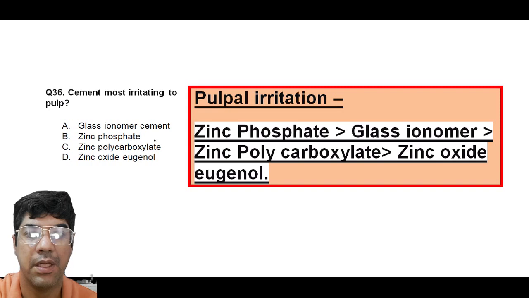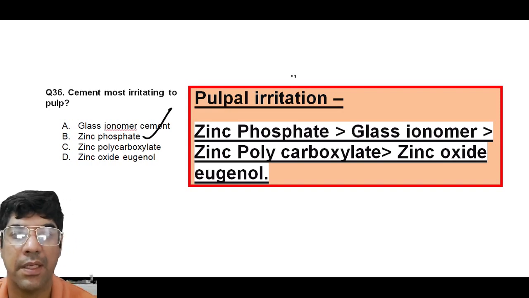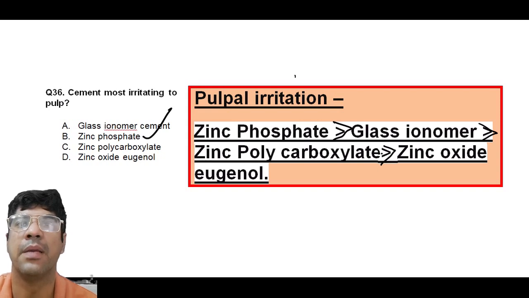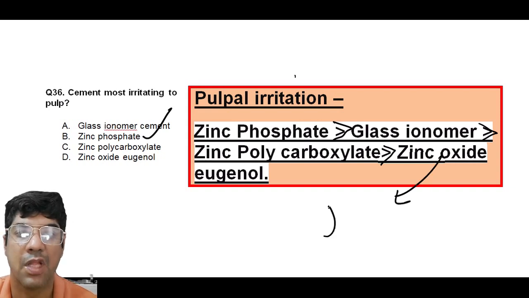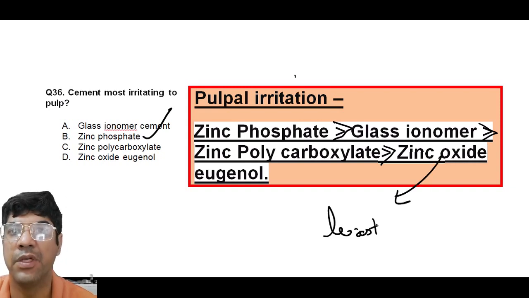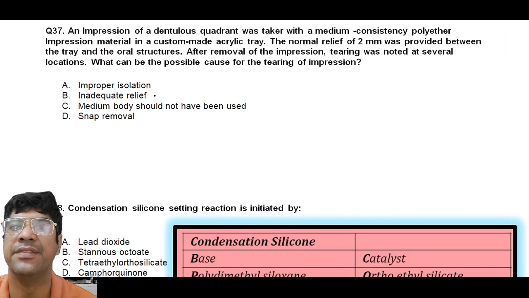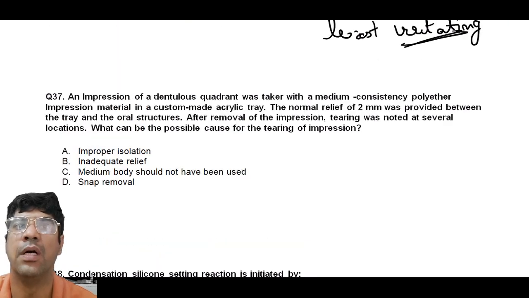The cement most irritating to the pulp is the zinc phosphate cement. So the pulpal irritation is in the order of number 1 zinc phosphate, greater than glass ionomer, then polycarboxylate, and then zinc oxide eugenol. So remember, zinc oxide eugenol is least irritating to the pulp, and zinc phosphate is most irritating to the pulp.